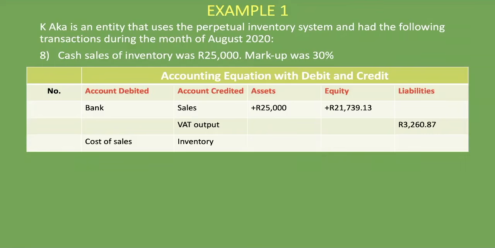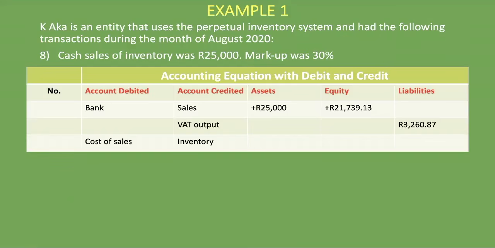But this time, what is the amount for the cost of sales? Well, we want the amount at which we bought this inventory. So how much did we buy it for? Well, we didn't buy it for 25,000 rand because we sold it for 25,000 rand. And we certainly didn't buy it for 21,739 rand because that's our sales. Remember, our sales excludes VAT. So that means we sold it at the markup of 30%. So we have to take sales amount and remove that markup to see what our cost of sales is, or how much you bought it for.